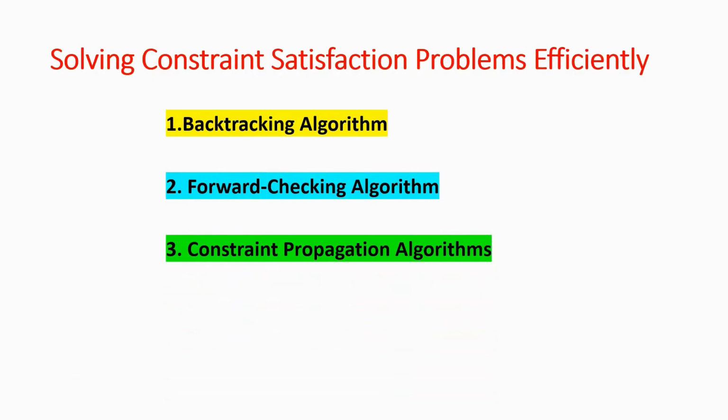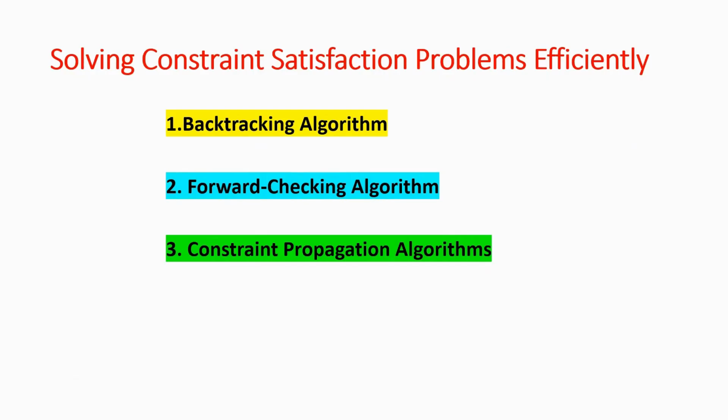So usually the backtracking algorithm is the most basic, common algorithm for solving CSPs. It is a systematic search algorithm that tries possible assignments to the variables one by one. How it works: it starts by assigning a value to the first variable, then it moves to the next variable, assigning a value that is consistent with the previously assigned variables and does not violate any constraints involving already assigned variables.